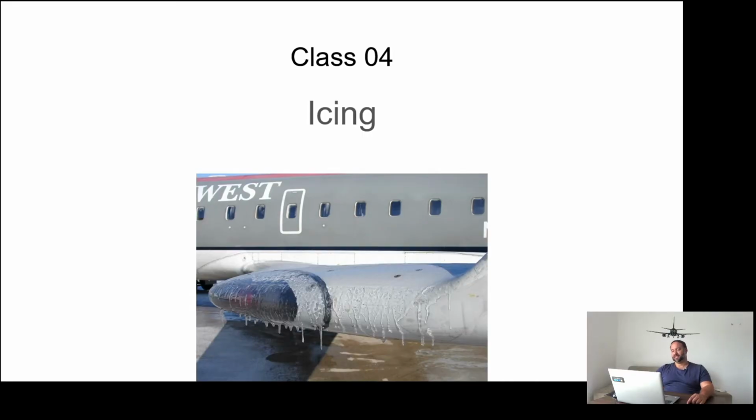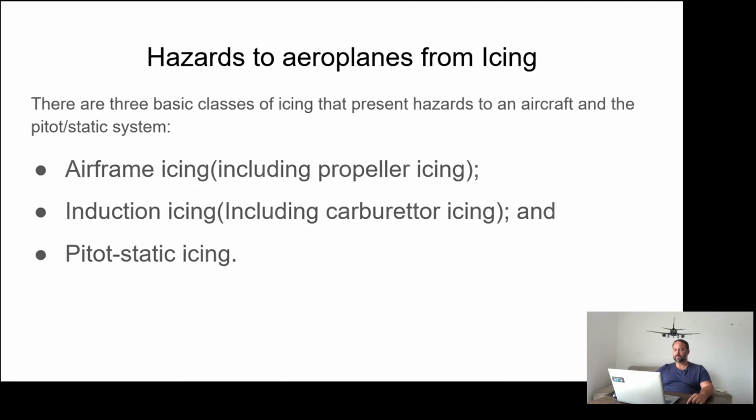For icing. Well, I can see a lot of ice on this aircraft wing, huh? Let's go. Hazards to airplanes from icing. There are three basic classes of icing that present hazards to an aircraft and the pitot-static system.